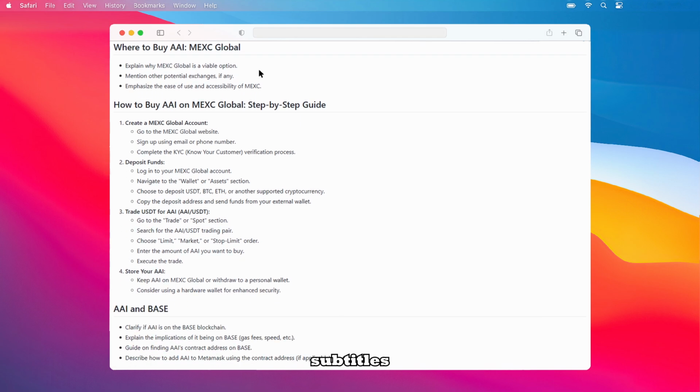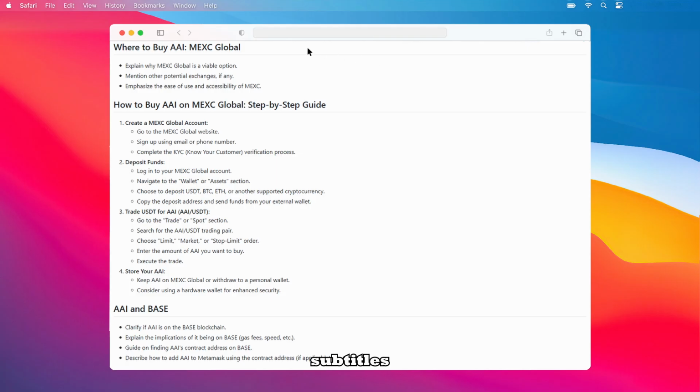Where can you actually buy AI? For many, MEXC Global provides a viable option. While other exchanges may exist, MEXC often stands out for its accessibility and ease of use, making it a convenient starting point for new investors.